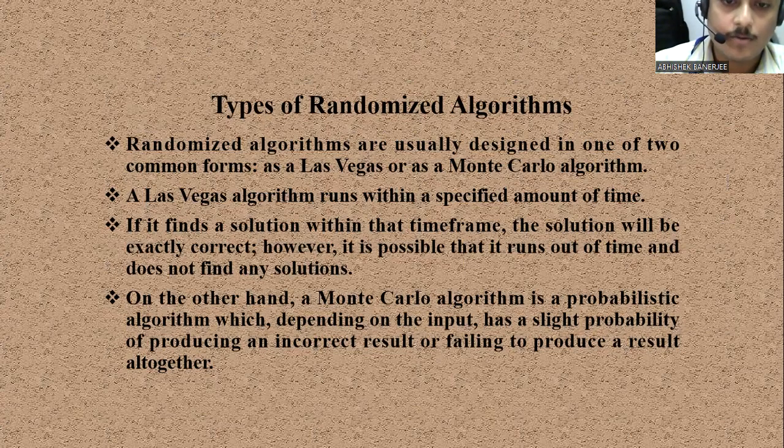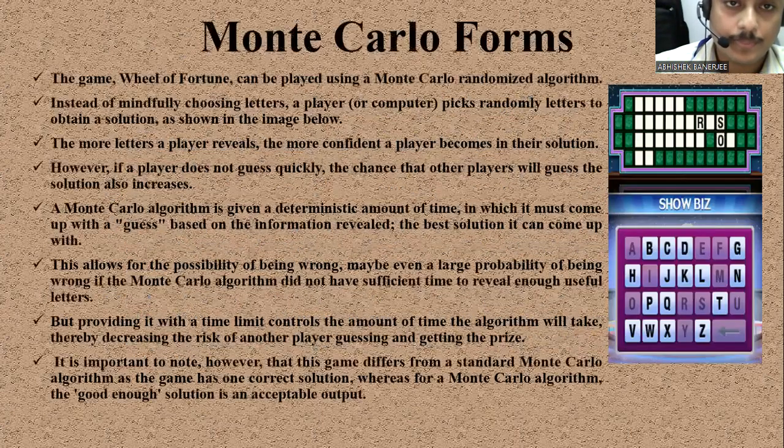On the other hand, a Monte Carlo algorithm is a probabilistic algorithm which, depending upon the input, has a slight probability of producing an incorrect result or failing to produce a result altogether. Now, come to the point, that is, what is Monte Carlo forms?